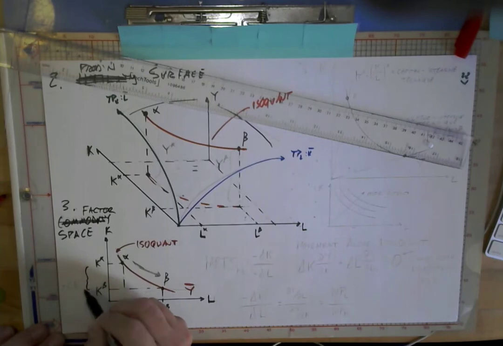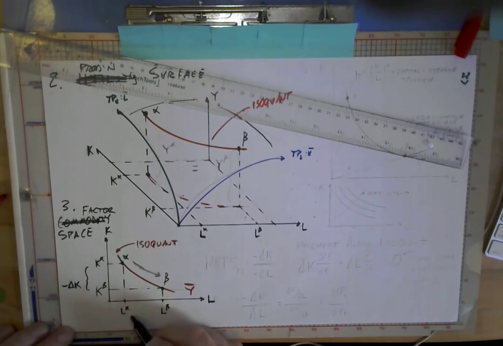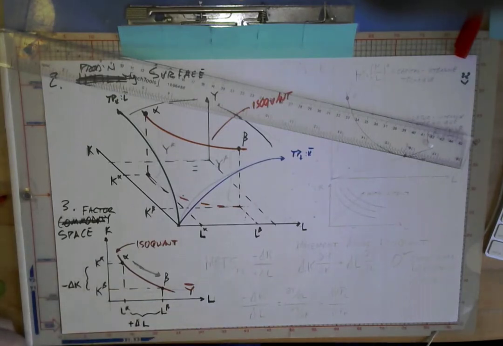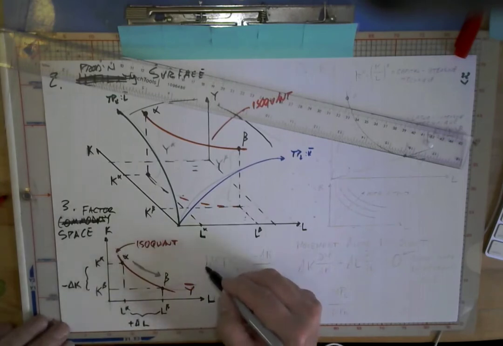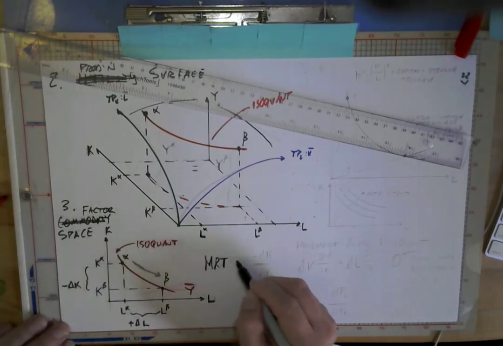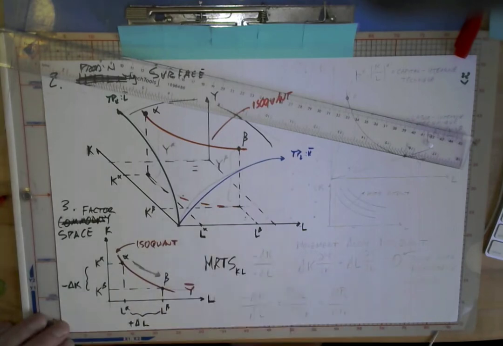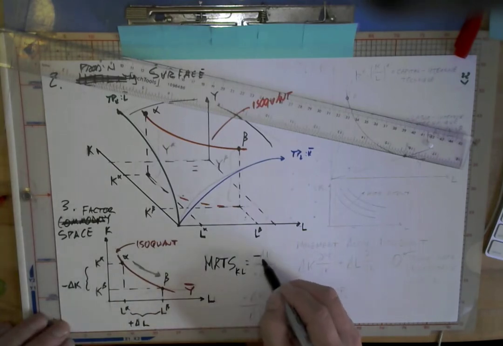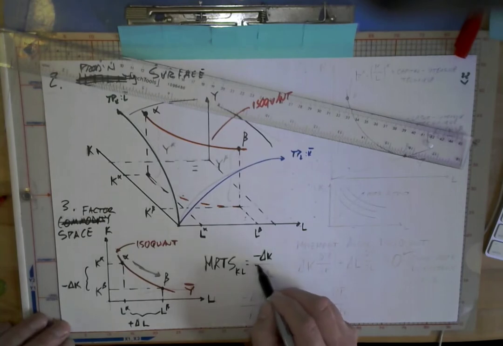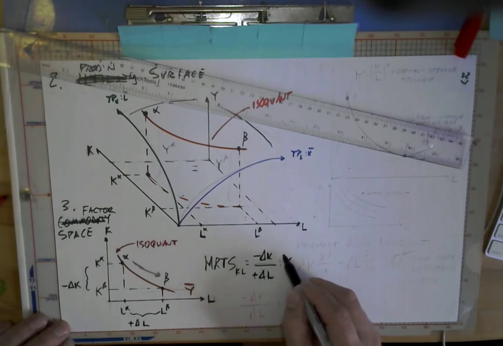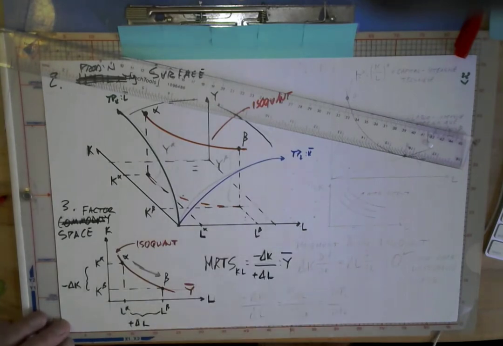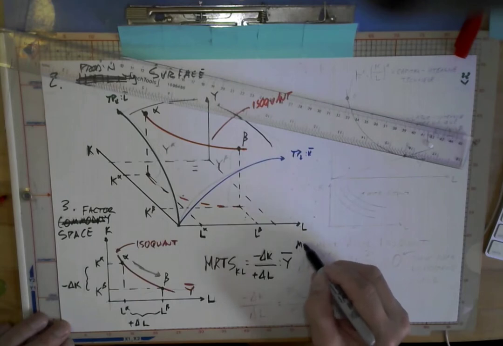You're going to have a negative quantity of capital given up in exchange for a positive quantity of labor received, such that the output produced is exactly the same. And that's the definition of the marginal rate of technical substitution of capital for labor. It's going to be equal to the negative quantity of capital divided by the positive quantity of labor, such that the output is constant. It's going to be a movement along the isoquant.